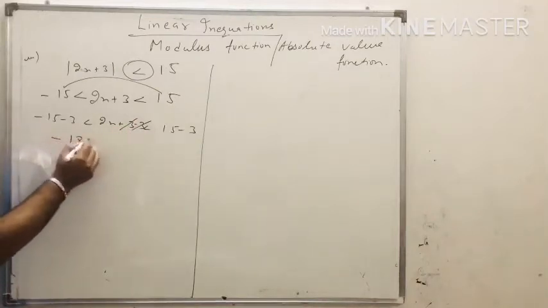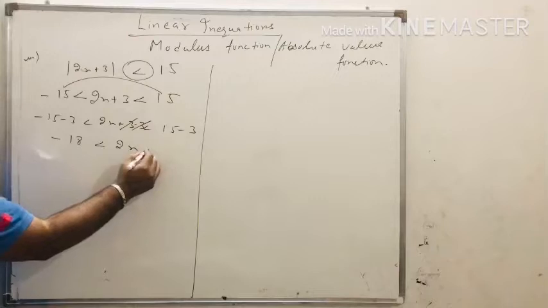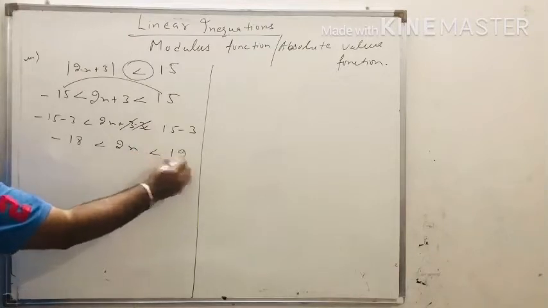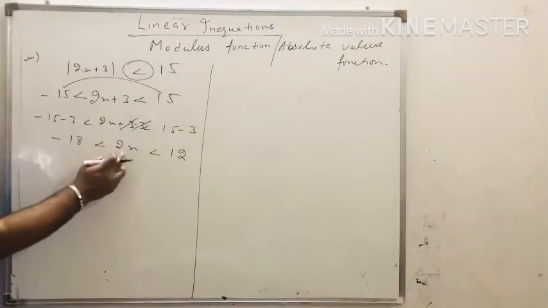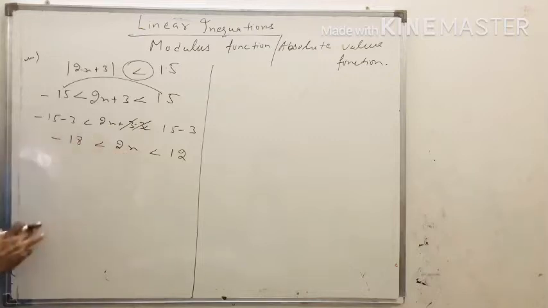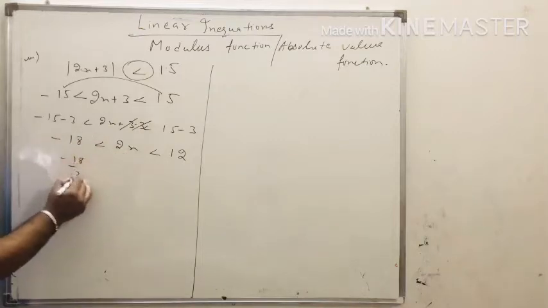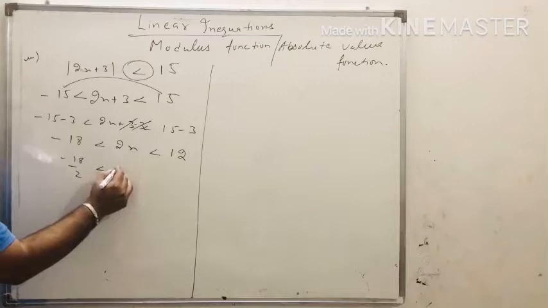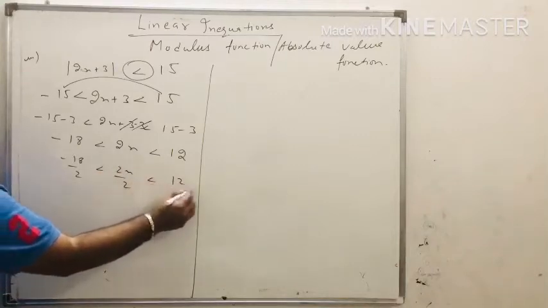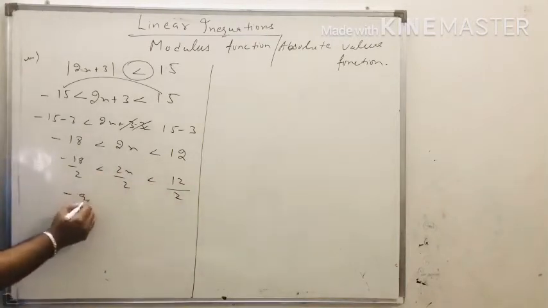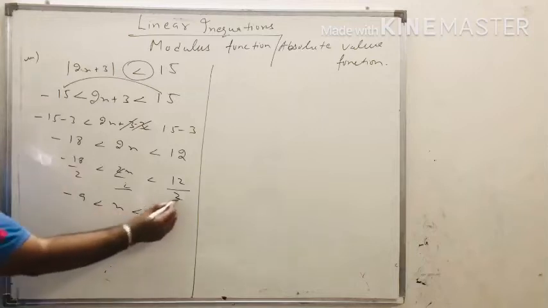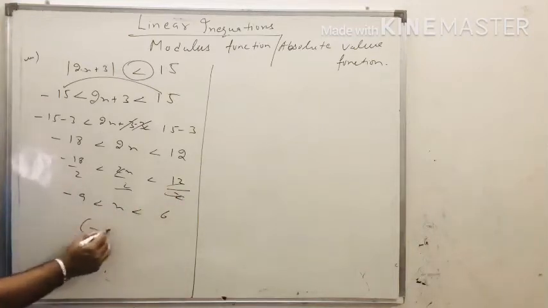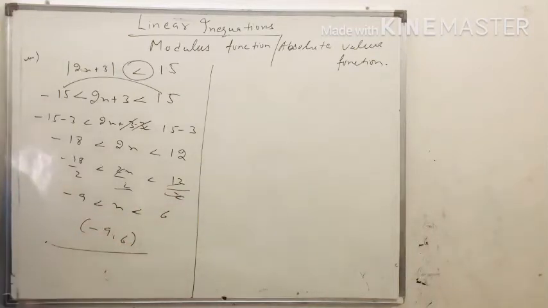So minus 18 less than 2x less than 12. Now in the center there is 2x. So we divide all the intervals by 2. So minus 9 less than x less than 6. So minus 9 to 6.